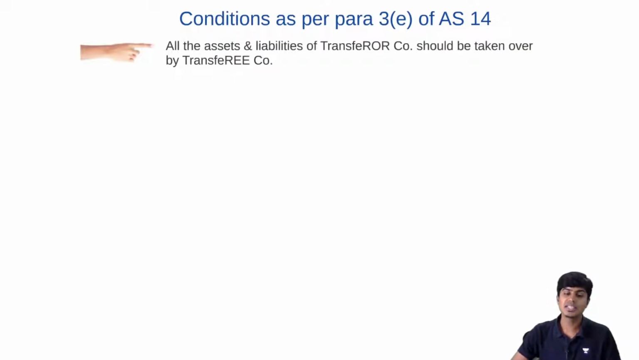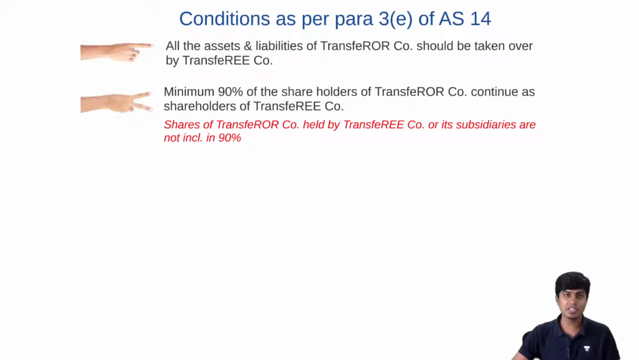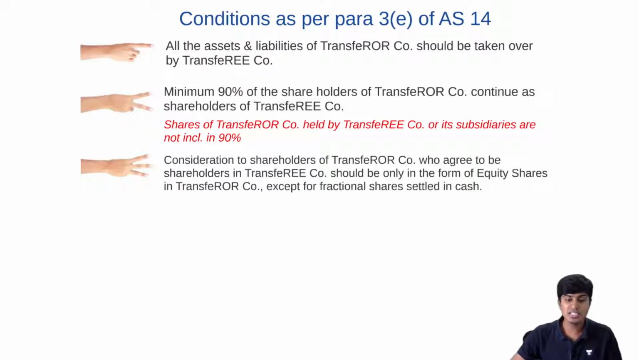Condition number 1 says that all assets and liabilities of the transferor company should be taken over by the transferee company. Condition number 2 says that a minimum of 90% of the shareholders of the transferor company continue as shareholders of the transferee company, and in that 90% we don't include the transferee company's own shares. Condition number 3 says that consideration to shareholders of the transferor company who agree to become shareholders in the transferee company should be only in the form of equity shares, and an exception is given for fractional shares, which are settled in cash.